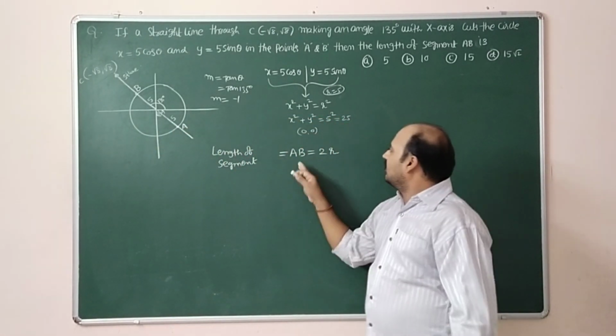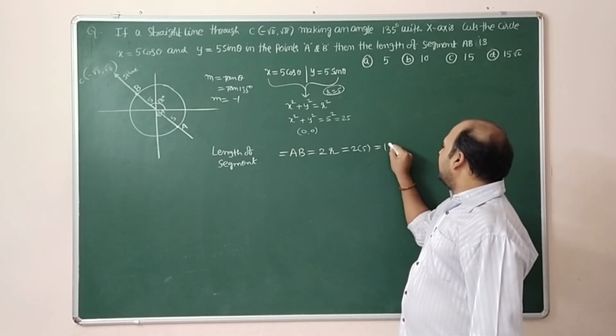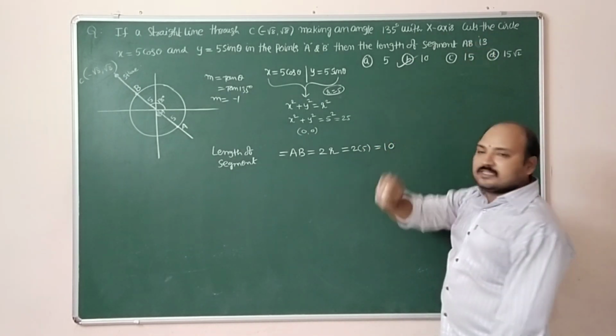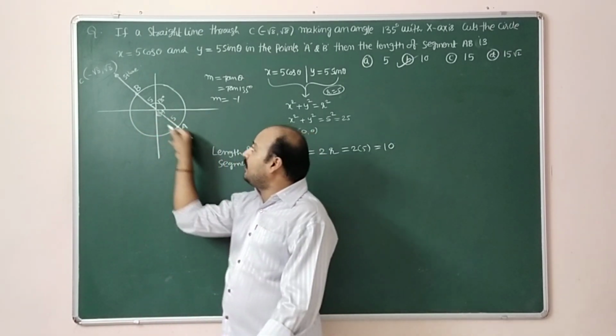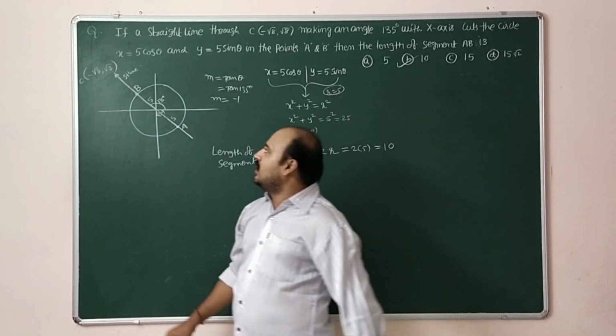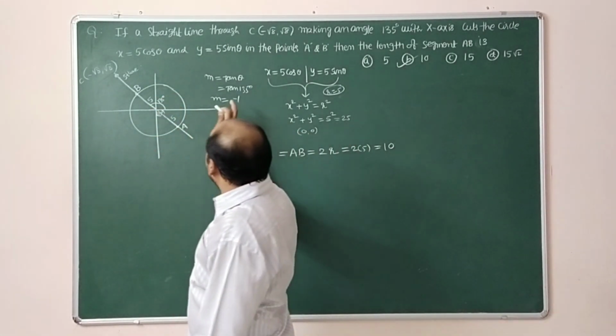No need to do this one, here only we got it. The r value is 5 now. So 2 into 5 is equal to 10. Therefore the length of the segment is 10. We got the answer. But whether this line is passing through the origin or not, we will check. Then only it will be a diameter, otherwise it is not a diameter. But whenever they mention 135, obviously it is passing through the origin. Still we will check.